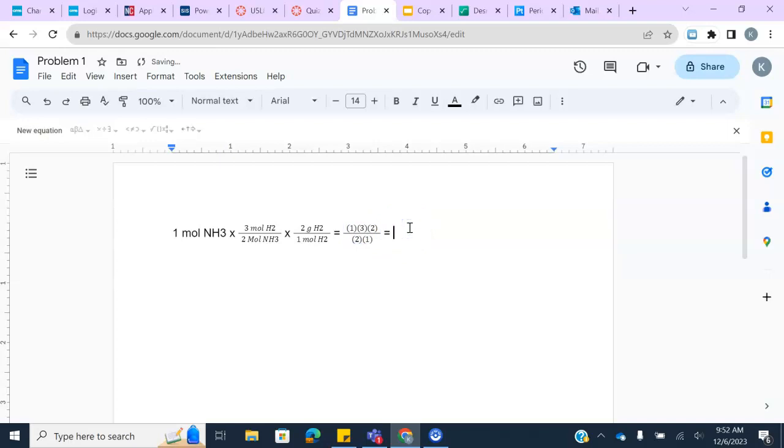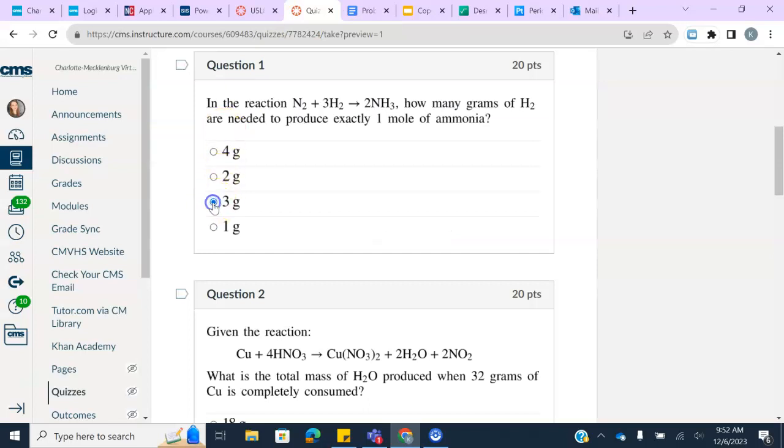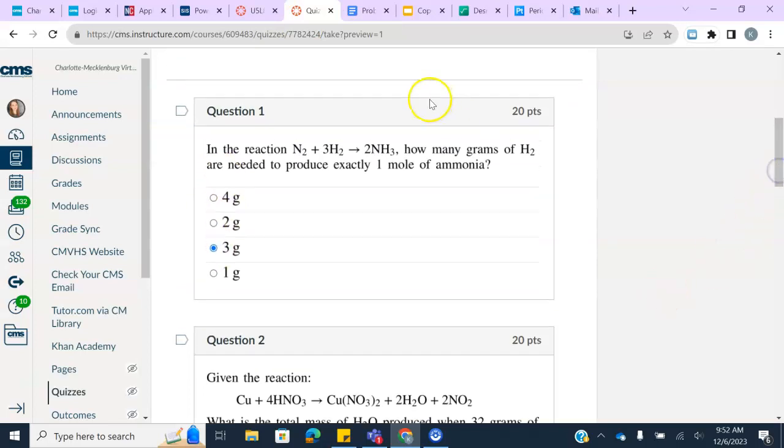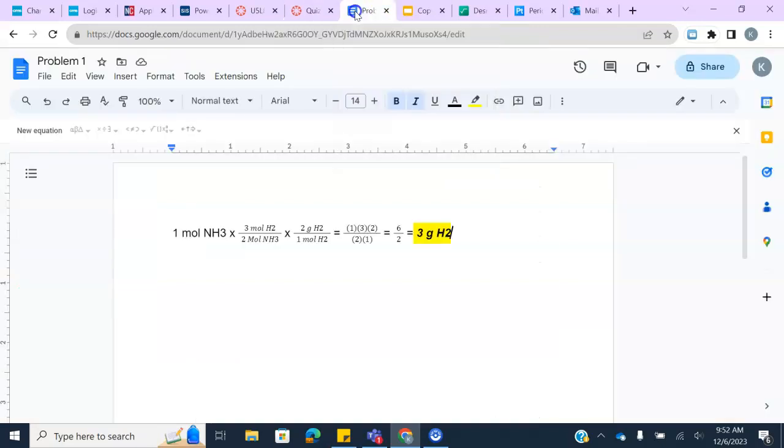Okay, so that would be 1 times 3 times 2 is just 6 divided by 2 is going to give us 3 grams of H2. Right, so the answer is 3 grams of hydrogen gas. Right, now let's go back to our quiz, and 3 grams is an answer, so I'm willing to bet we did that correctly. So here's the thing with these problems.